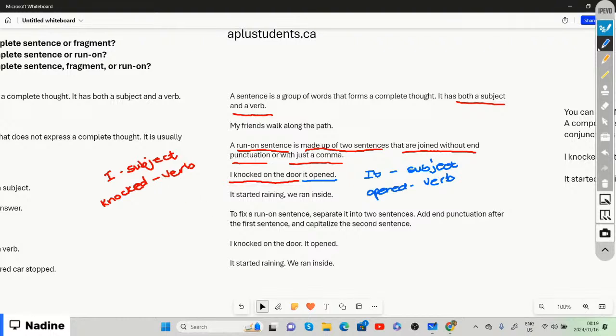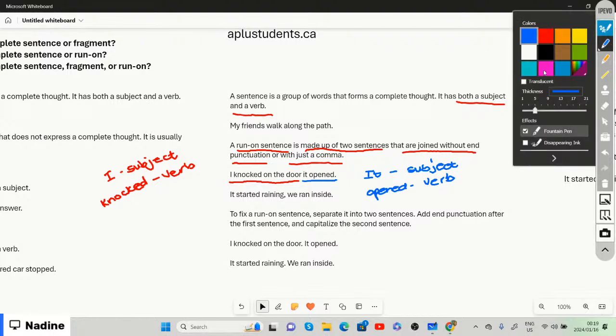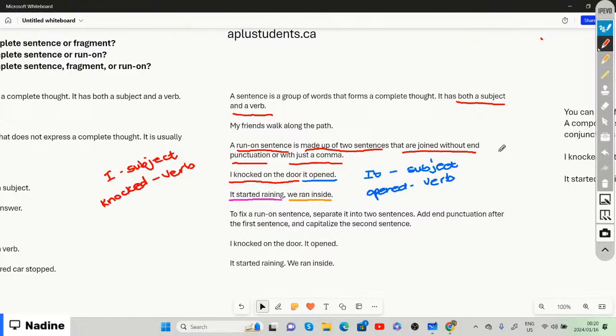And then if we look at the next one, it started raining and we ran inside. So basically, it started raining is our subject and verb. And then we ran inside, we is our subject, ran is our verb. So this is also two sentences. And over here, the sentences are joined by a comma.